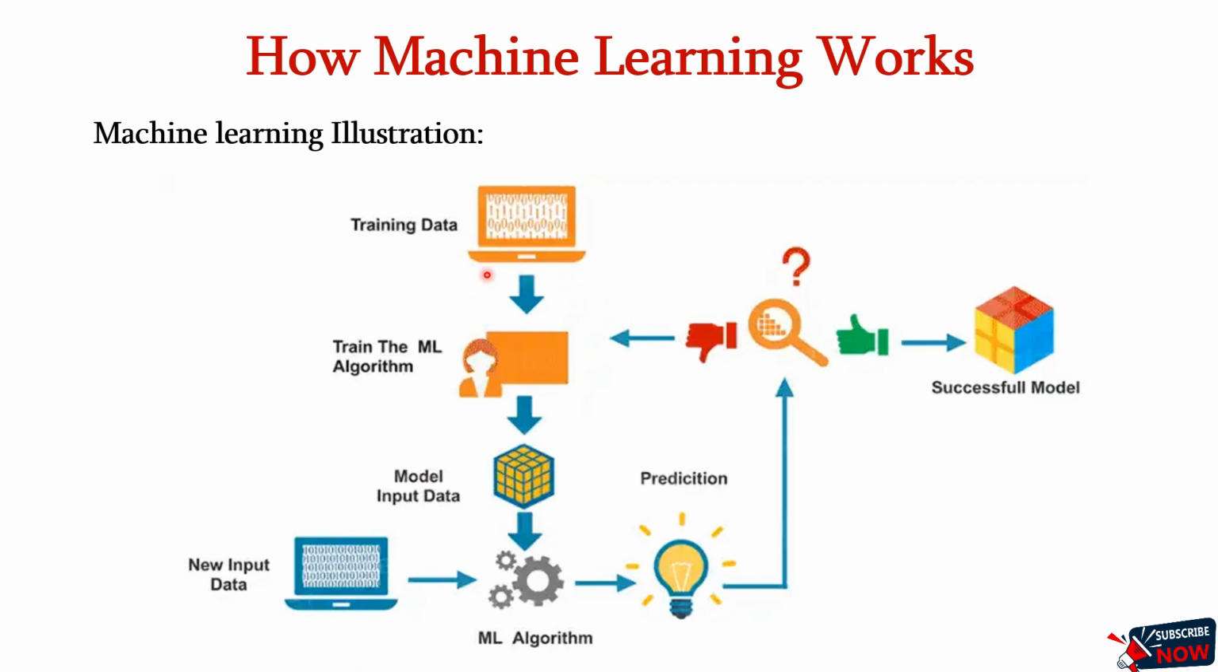So we have the training data. Using the data, the machine learning algorithm is trained, and we have the machine learning model. After training, when we give the new input data, based on the training, the ML algorithm predicts the output. If the output is satisfactory, we have the successful model. If it is not satisfactory, again we have to train the ML algorithm. So this is a continuous process.